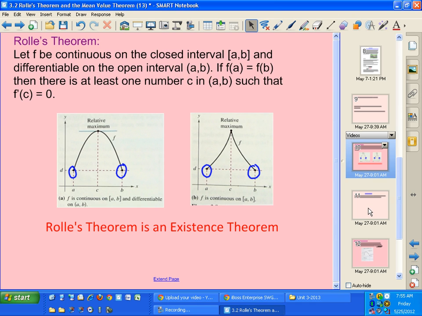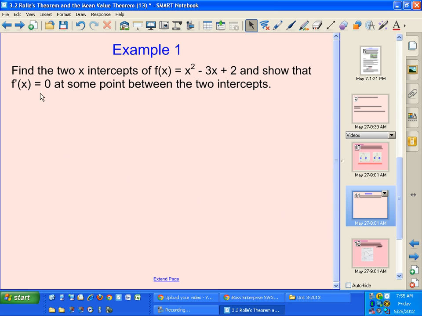In this example it says, find the two x-intercepts of this function and show that f prime of c equals 0 at some point between the two intercepts. Since they want the two x-intercepts, I'm just going to quickly sketch a graph. Say my graph looks something like this, and you can see that it's a parabola and it's going to open up.